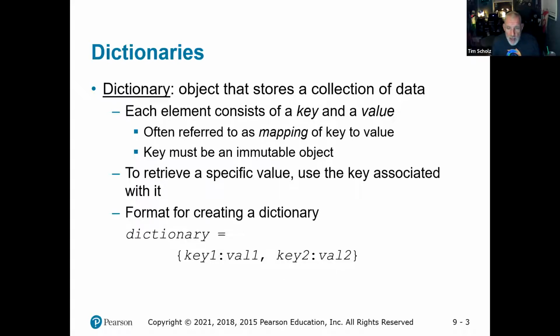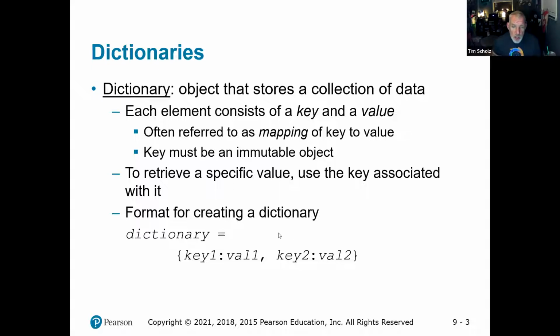Basically, you're going to have a key that gives you access to the value as opposed to an index. And then you're going to have the value that's associated with it. We talked about the concept of mutable versus immutable objects. Once you create your dictionary, your keys become immutable. However, your values are mutable. Once you set the keys, they're set, but you can change the values associated with those keys.